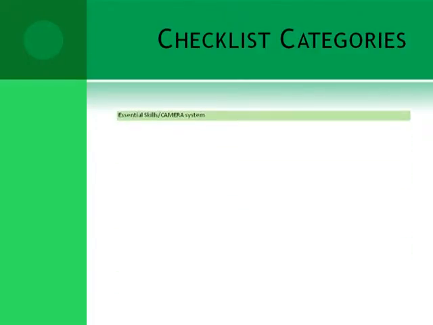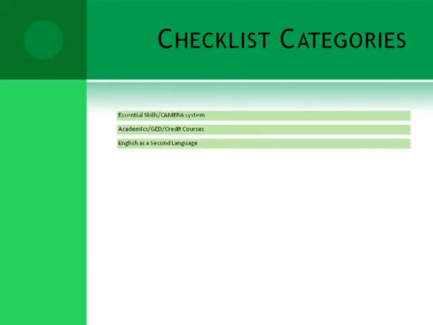Here are the checklist categories. Essential skills, camera system. I will explain this in a few minutes. Academics. Nearly all students, regardless of vocational goal, will need some academic material or GED or credit courses in their programs. English as a second language. All of our ESL students will have a section in the checklist specifically for them.